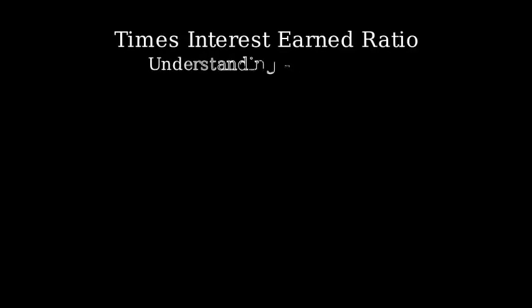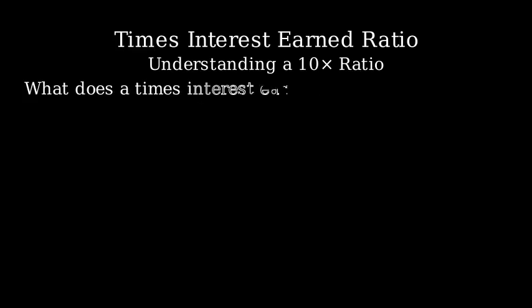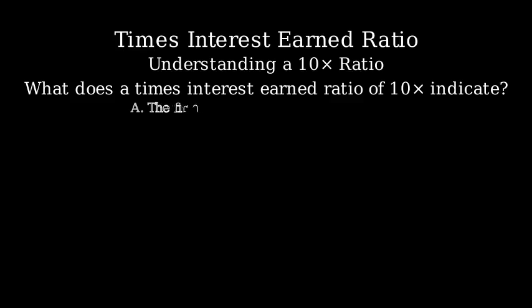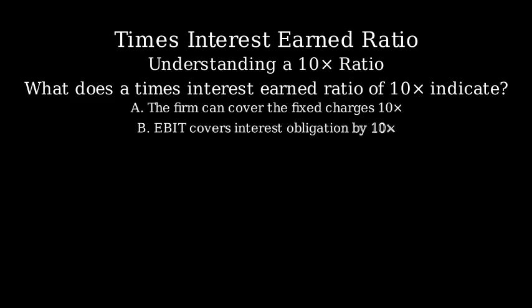Let's understand what a times interest earned ratio of 10 times indicates. We'll examine this through multiple choice options. Let's look at our options. First, the firm can cover the fixed charges 10 times. Second, income before interest and taxes covers the interest obligation of the firm by 10 times.